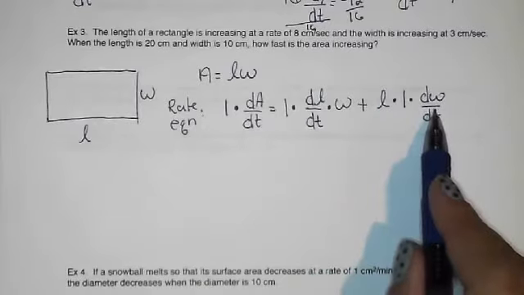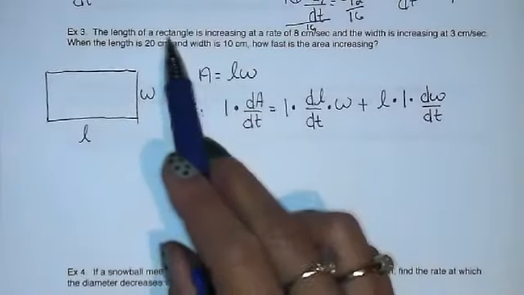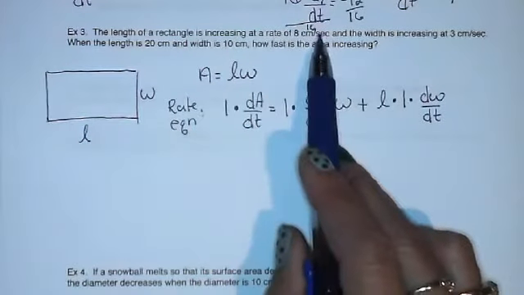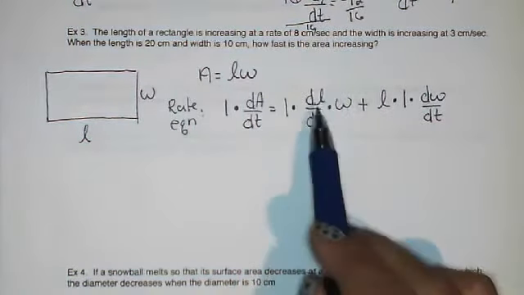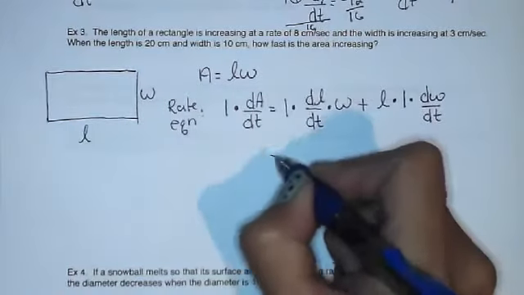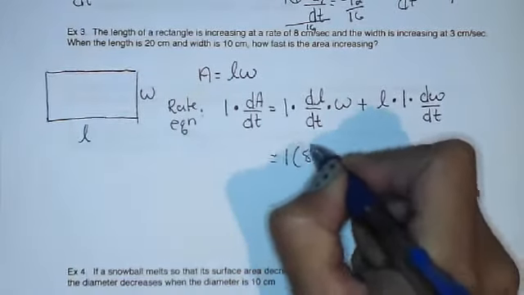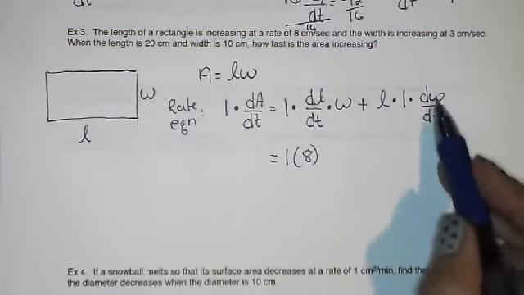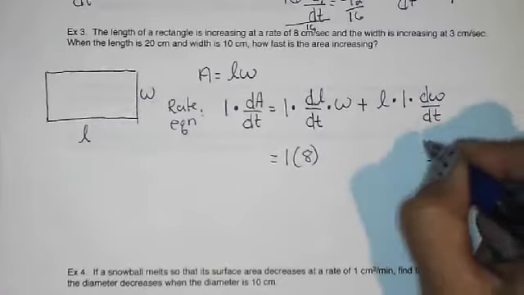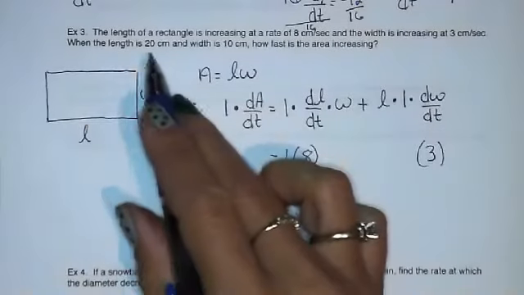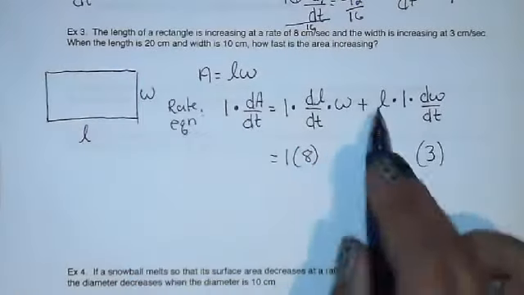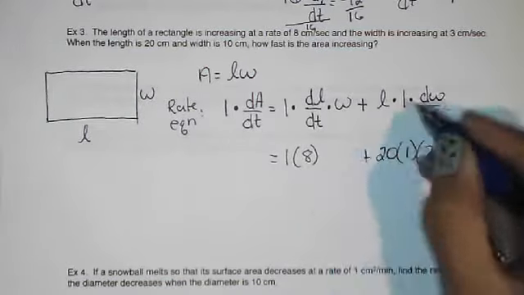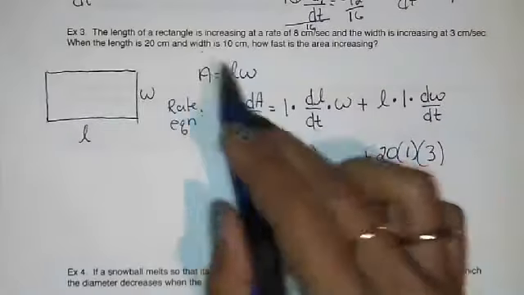Now, if we look, for me to solve this, I've got to substitute in. One of these I'm going to be solving for, but we have dA dt, dL dt, W, L, and dW dt. Let's see what they gave me. The length of the rectangle is increasing at a rate of 8 centimeters. So this is dL dt. So dL dt is 8. And the width is increasing at 3 centimeters per second. That's dW dt. That's a 3. The length is 20, so that's L.